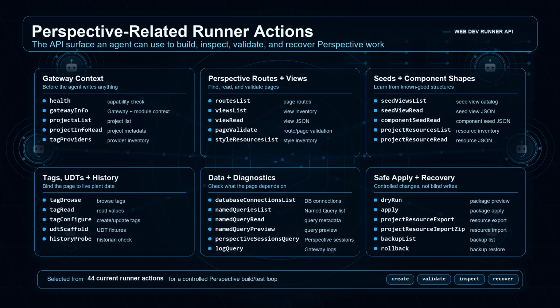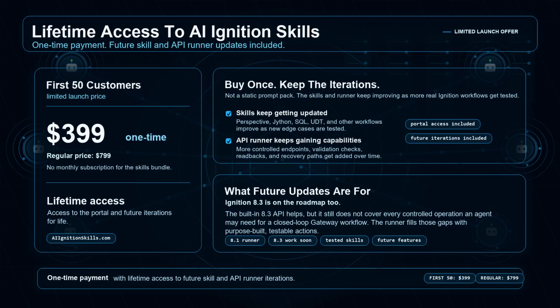It is pretty robust. It can inspect the gateway before touching anything, so it can read projects, views, routes, tags, styles, named queries, alarms, logs, and more. It can upload perspective pages safely using a dry run first, then an explicit apply step. It can also validate what changed, so routes, dependencies, page structure, gateway logs, and rollback points, and a lot more. Again, if you want to take a look at all the functions that it enables, go to ignitionaiskills.com and it will give you a full description of what it is able to do.